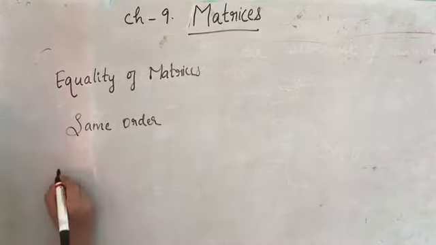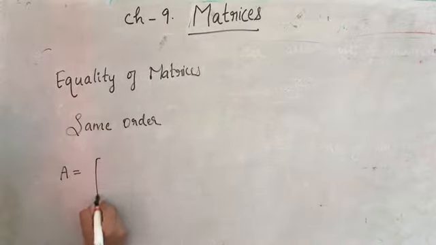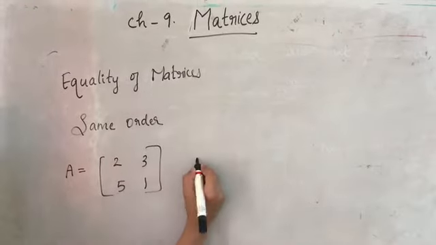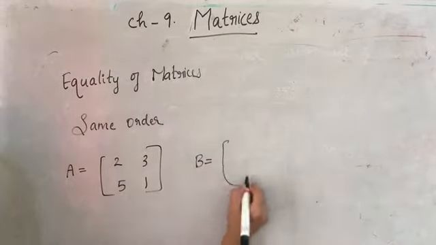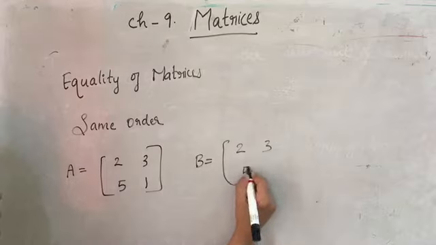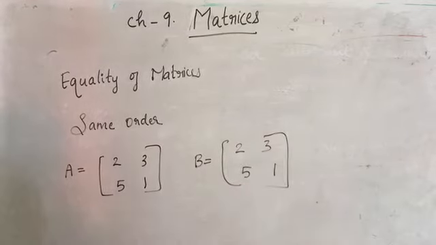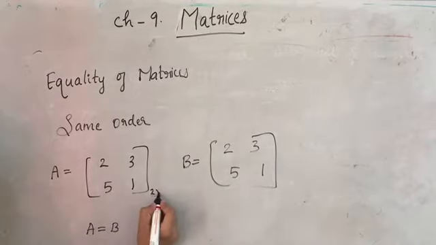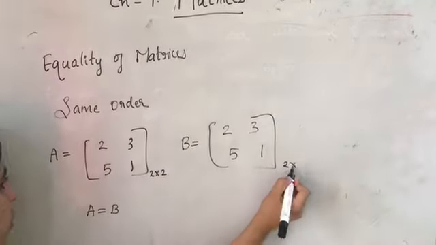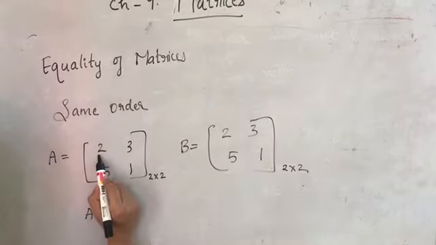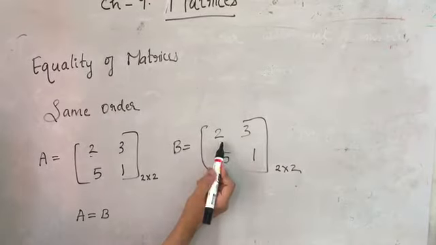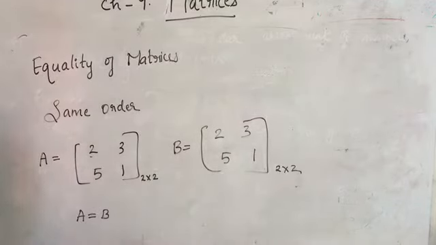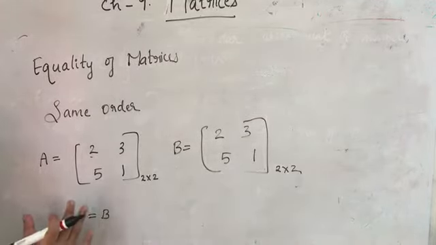So corresponding elements, for example, if A is equal to 2, 3, 5, 1 and B equals 2, 3, 5, 1, only then we can say A equals B, because their order is 2 into 2 and 2 into 2. Corresponding elements: the first element is 2 here, the first element is 2 here, 3, 3, 5, 5 and 1, 1. Only in this case you can say that the two matrices are equal.